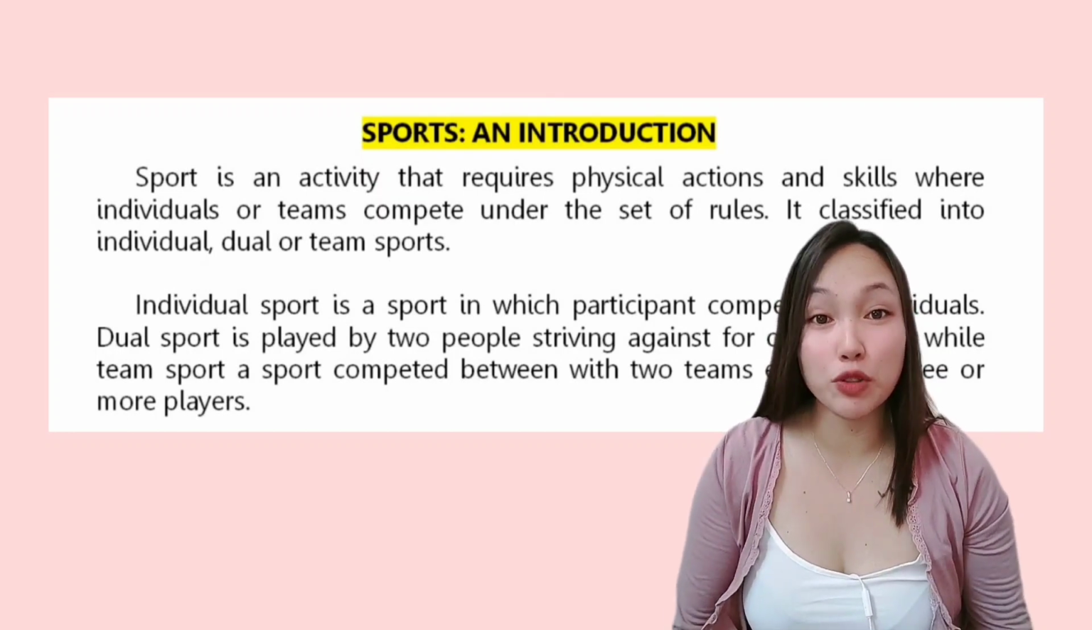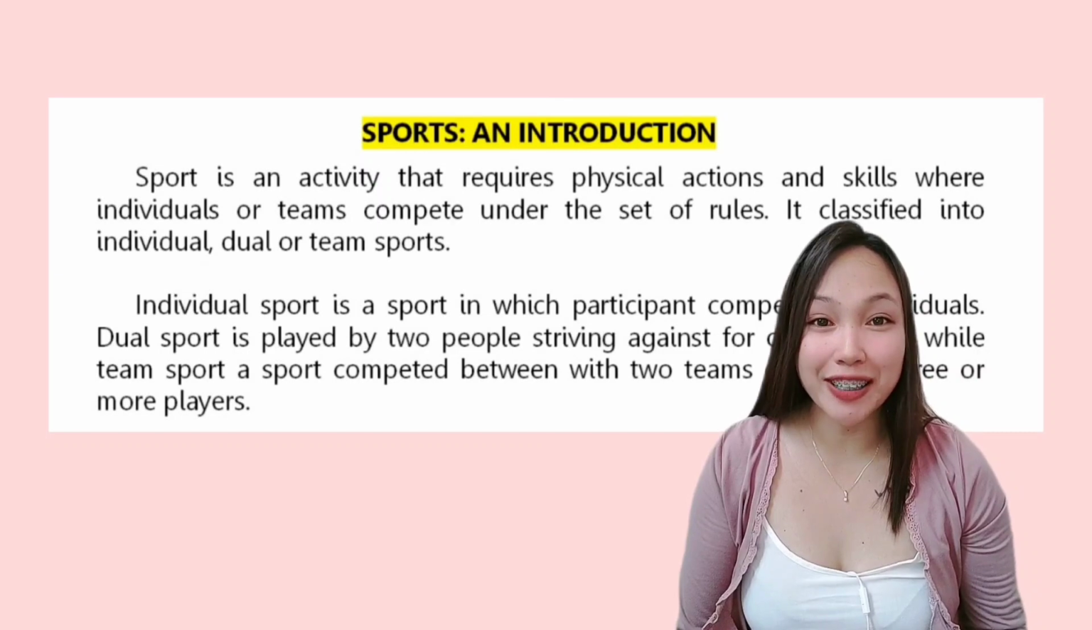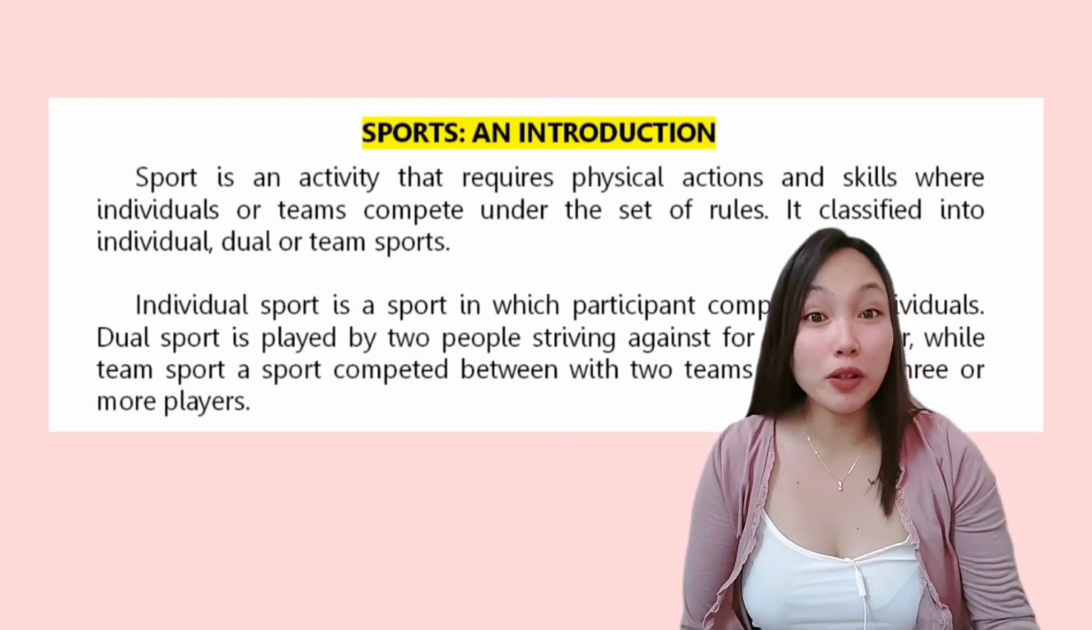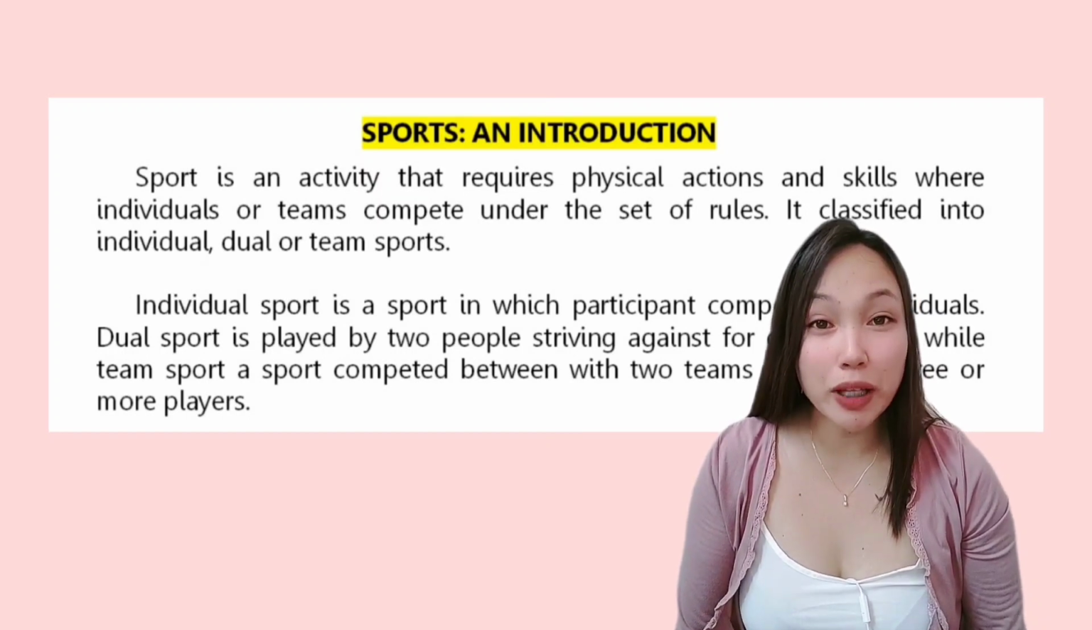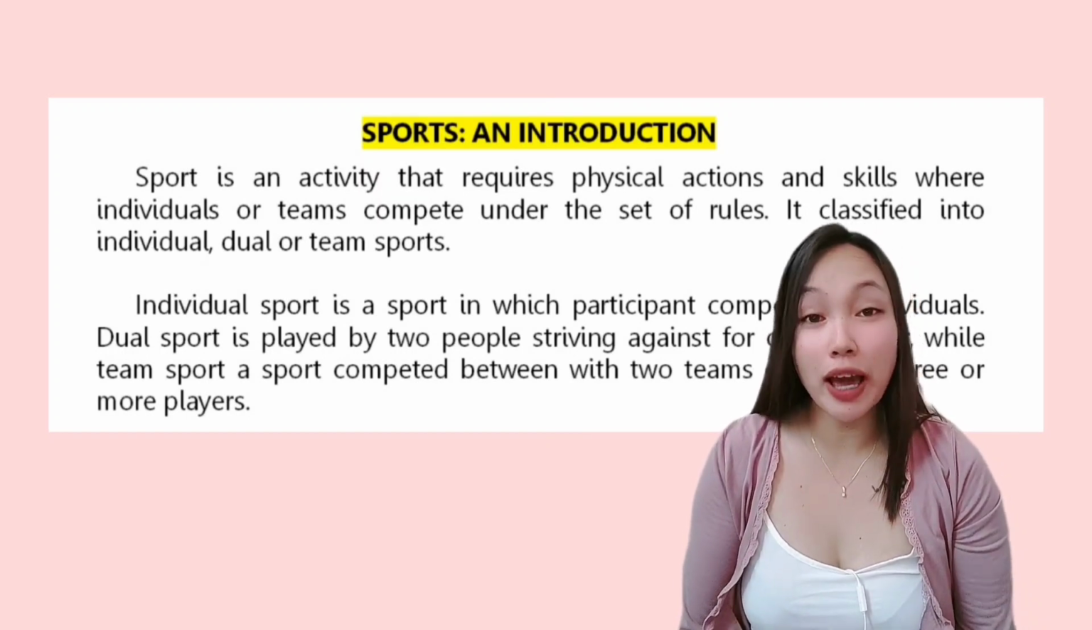An example for individual sport is badminton. For dual sports, we also have badminton because we have singles and doubles in badminton. And for team sport, we have volleyball.